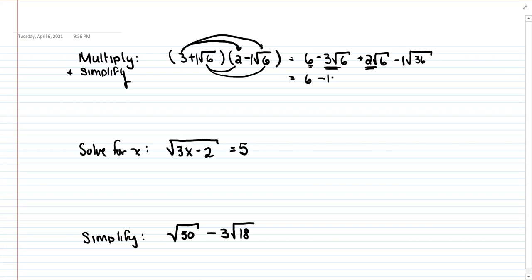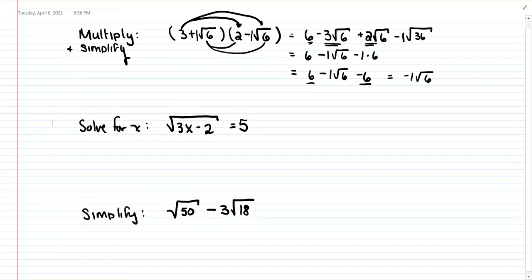a negative 1 radical 6, minus 1 times the square root of 36, which is 6. So I have 6 minus 1 radical 6 and then minus 6. When I add the negative 6 and the positive 6 together, those cancel out. So ultimately, I'm left with just a negative 1 radical 6. Okay.